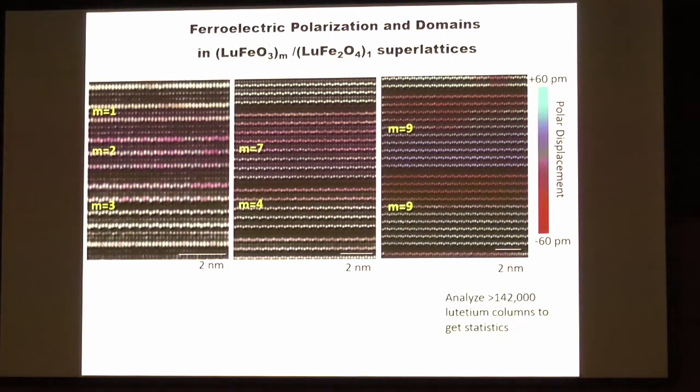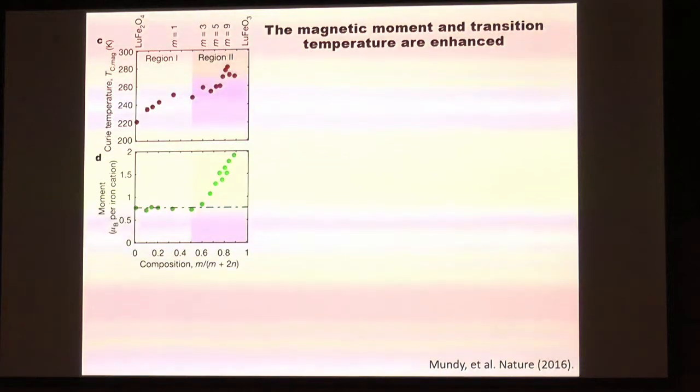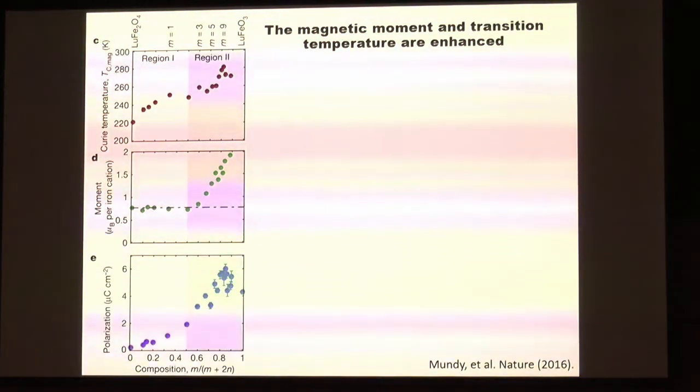And so for this, we analyzed many lutetium atomic columns, over 142,000, to get statistics. And so we saw that the polarization is present for M greater than 2, and it's getting larger for larger M. And so we can compare this. So here's our TC, or magnetic moment, and then we map the polarization as a function of composition. And we can see that this polarization is going up as our magnetic properties are going up.